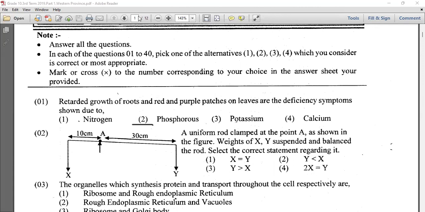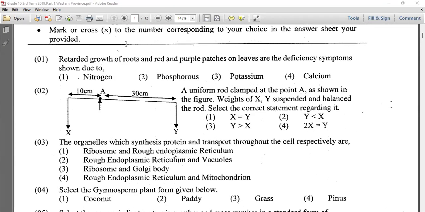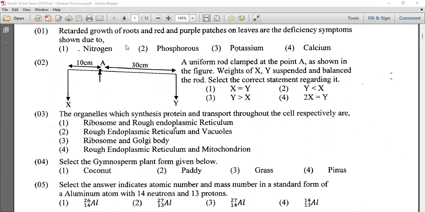Okay, next one. Question number 2 speaks about moment, right? Not momentum, moment. Now read the question. A uniform rod is clamped. A uniform rod, in the sense weight is equally distributed throughout the rod. That's what it means, right? Clamped at the point A. You can observe that the object is not clamped at the very center, it's clamped somewhere else. This is the point A.